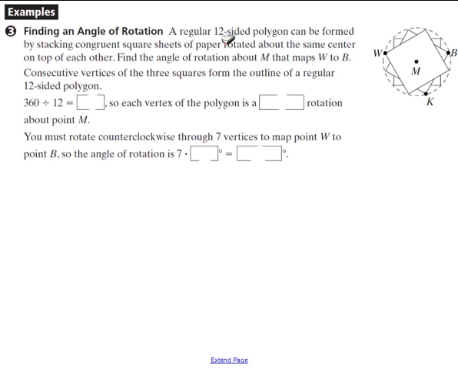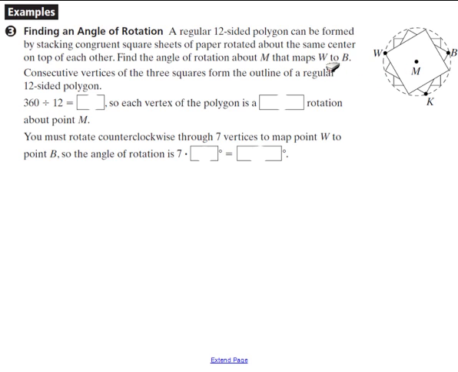It says a regular 12-sided polygon can be formed by stacking congruent square sheets of paper rotated about the same center on top of each other. So they just take 3 stacks of paper and they rotate them so that the points are equidistant around each other. If each square has 4 points and there's 3 squares, that's 12 points, and they just evenly space them around the circle.